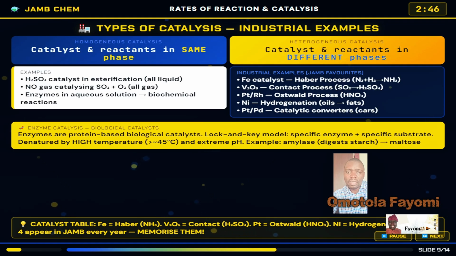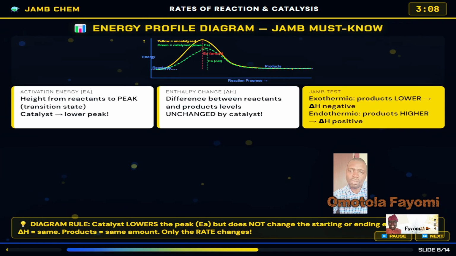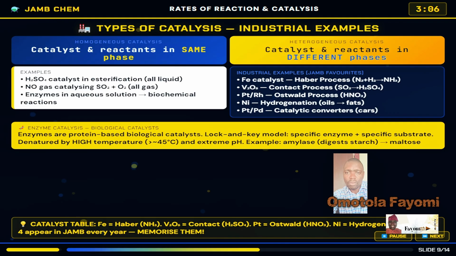The four industrial catalysts that JAMB tests most frequently: Iron, used in the Haber process for ammonia synthesis, nitrogen plus 3 hydrogen gives ammonia. Vanadium pentoxide, used in the contact process to convert sulfur dioxide to sulfur trioxide, ultimately producing sulfuric acid. Platinum and rhodium gauze, used in the Ostwald process for manufacturing nitric acid. And nickel, used in hydrogenation of vegetable oils to produce solid fats and margarine.